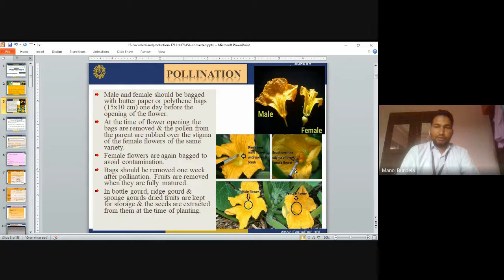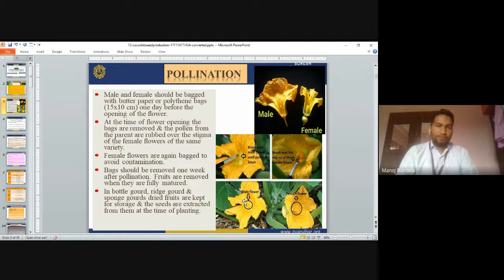after that, we have to take that brush to the female part. Like this is the female part, the stigma of the female flower. We have to rub this brush, which contains the pollen. This is the male flower and this is the female flower. The female flower contains the stigma. Male flowers contain the pollen.